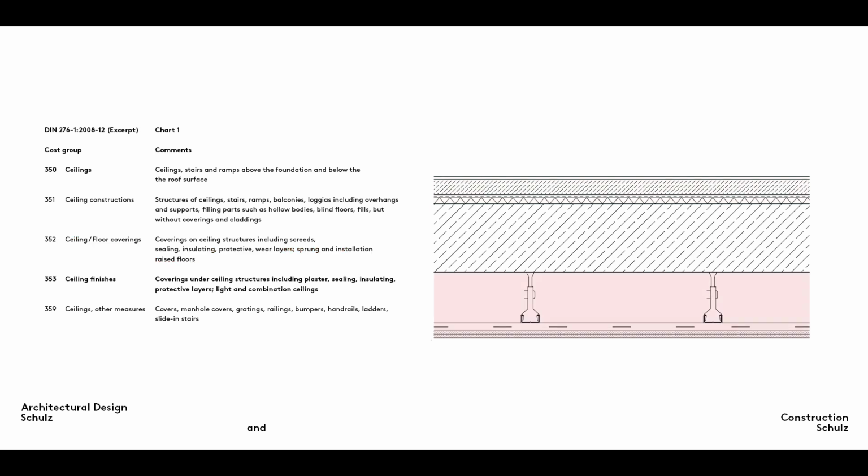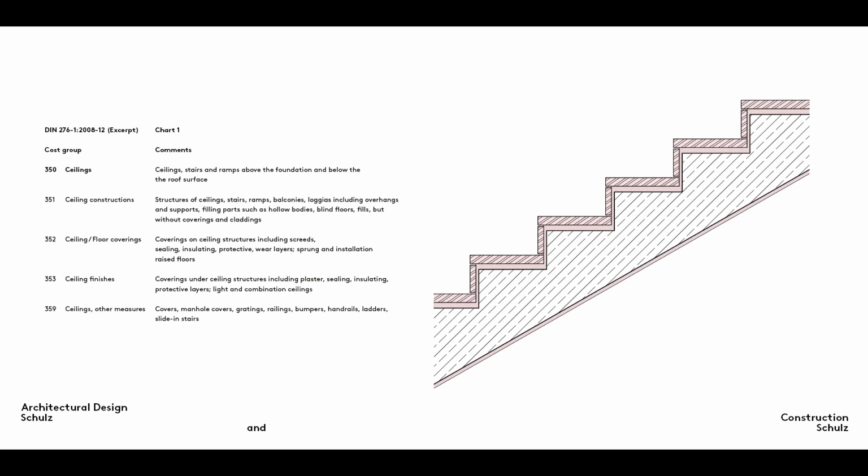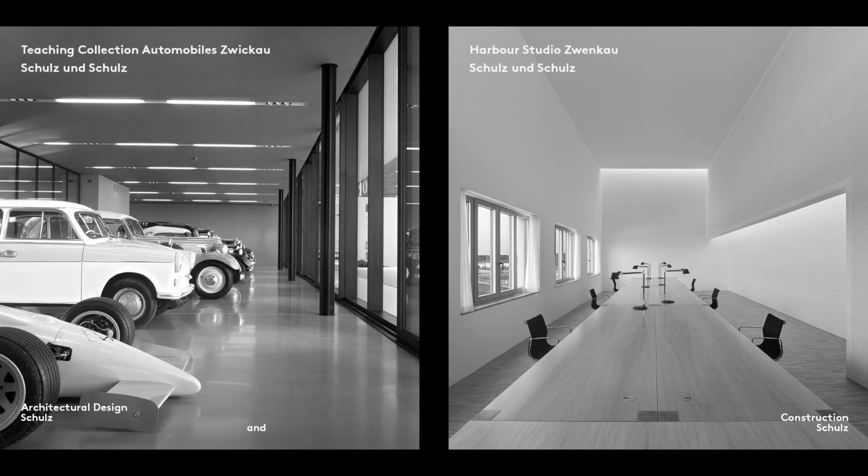All the layers beneath the load-bearing slab are included in Cost Group 353 and are referred to as ceiling finishes. They can range from a simple coat of paint to suspended ceilings with integrated soundproofing layers. In the system used in DIN 276, stairs are grouped together with floors and ceilings. This means that the layers above a load-bearing staircase are referred to as stair coverings, while those beneath it are called understair finishes.